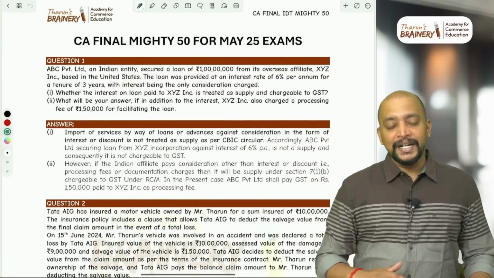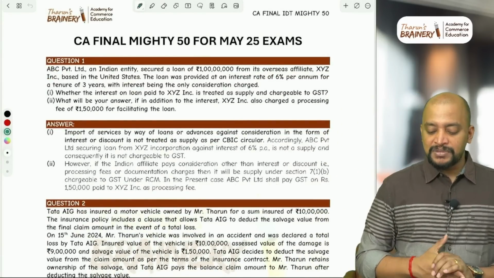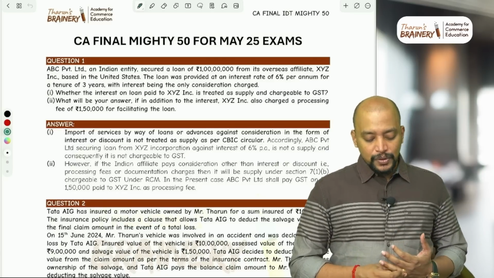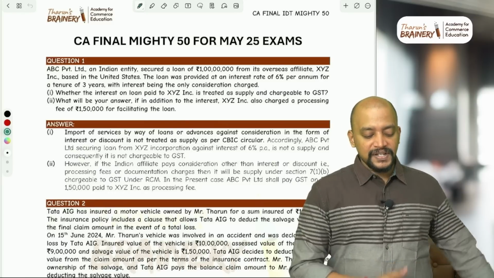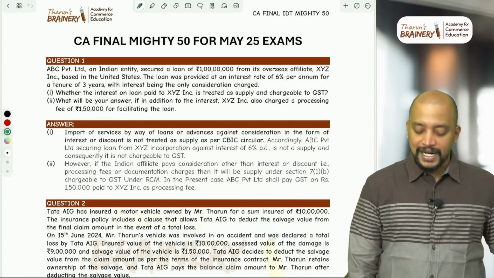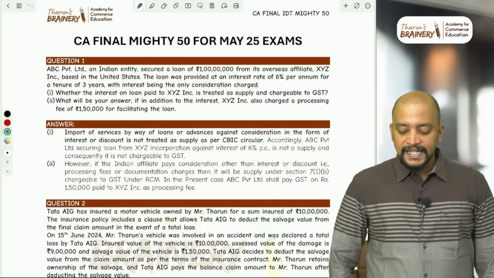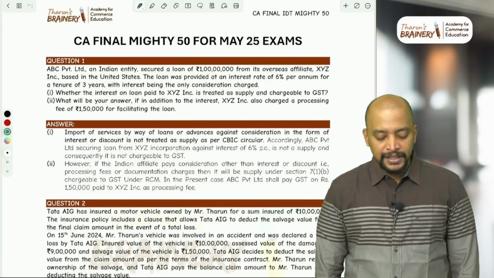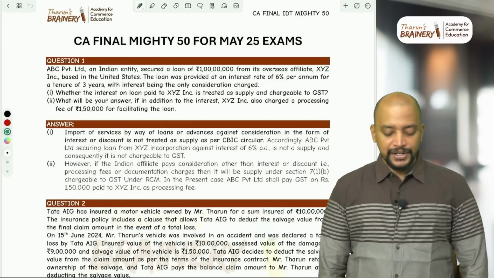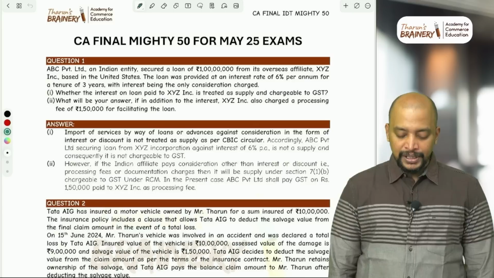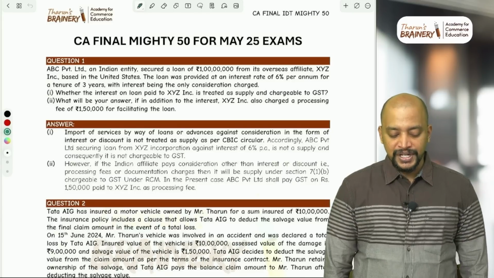Question number one: ABC Private Limited, an Indian entity, secured a loan of 1 crore from its overseas affiliate XYZ Incorporation based in the United States. The loan was provided at an interest rate of 6% per annum for a tenure of 3 years, with interest being the only consideration charged. Whether the interest on loan paid to XYZ Incorporation is treated as supply and chargeable to GST.